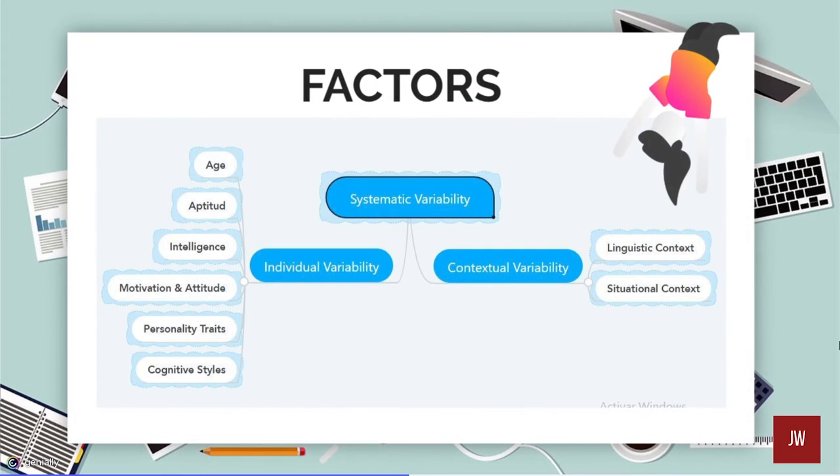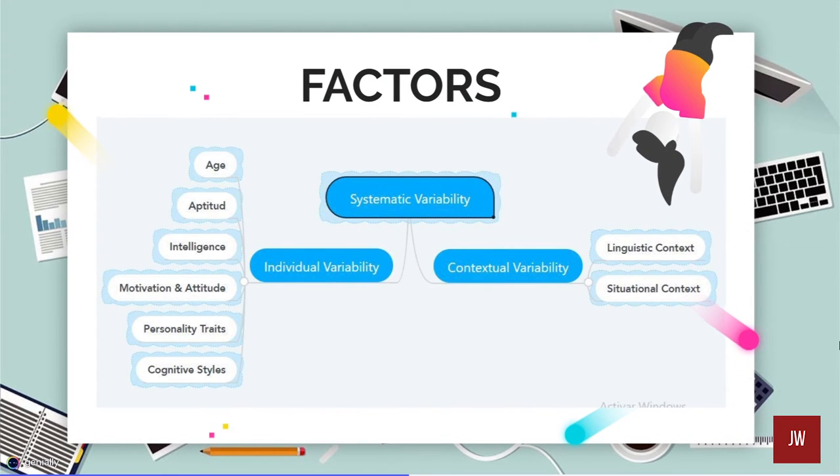Okay, so now let's talk about systematic variability. The study of systematic variability in interlanguage as a product of individual learner factors focuses on the influence of personality, age, intelligence, aptitude, cognitive style, and motivation in second language acquisition. So, in systematic variability, we have two main categories, which are individual variability and contextual variability.